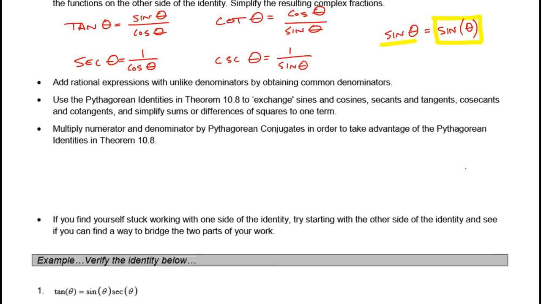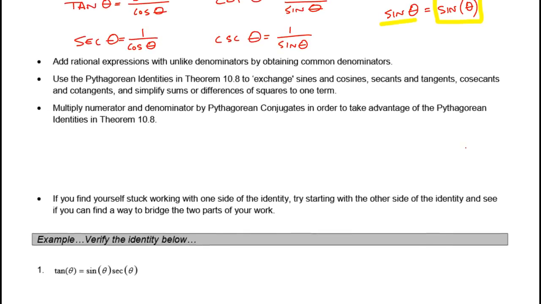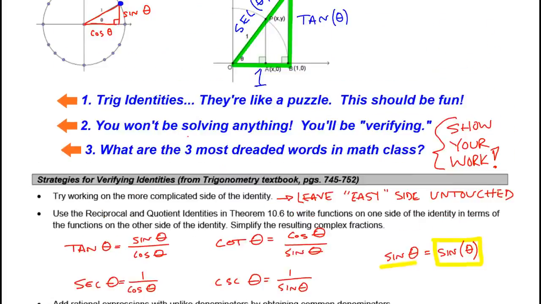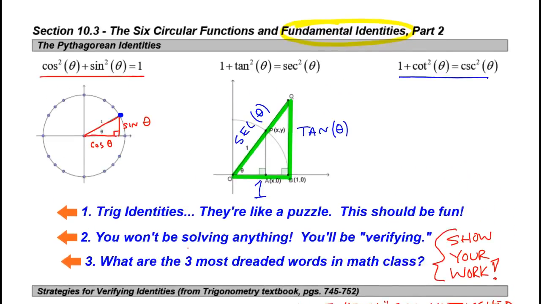Okay, moving on. The next bullet point here says add rational expressions with unlike denominators by obtaining a common denominator. So if we're adding two fractions, make sure we have a common denominator. Next bullet point says use Pythagorean identities in Theorem 10.8 to exchange sines and cosines, and then you can read the rest of that on your own. The Pythagorean identities we talked about at the top of the page.